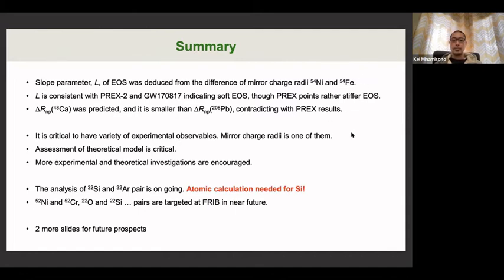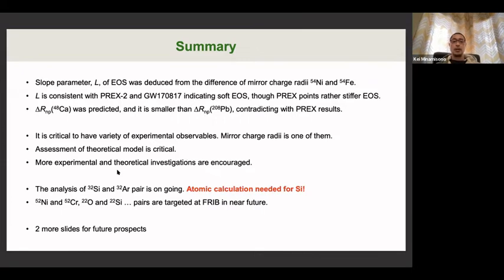Okay, so as a summary, we determined L from the mirror charge radii, and our L is consistent with the PREX and also the gravitational wave signal indicating soft equation of states. However, PREX points to the stiffer equation of states. And we can also predict the size of the neutron skin of calcium-48, and that is smaller compared to the lead-208. So at this point, it's very interesting how the CREX result comes out.